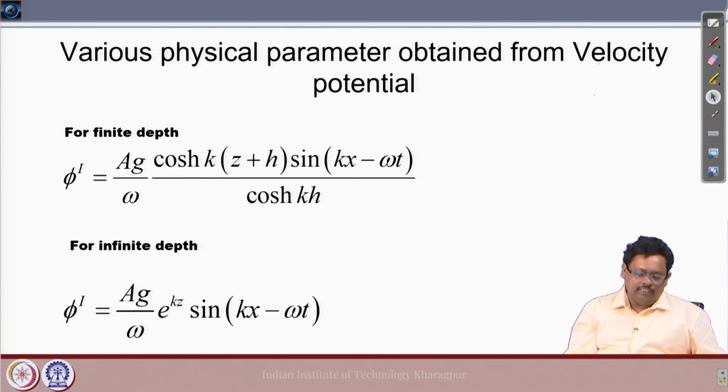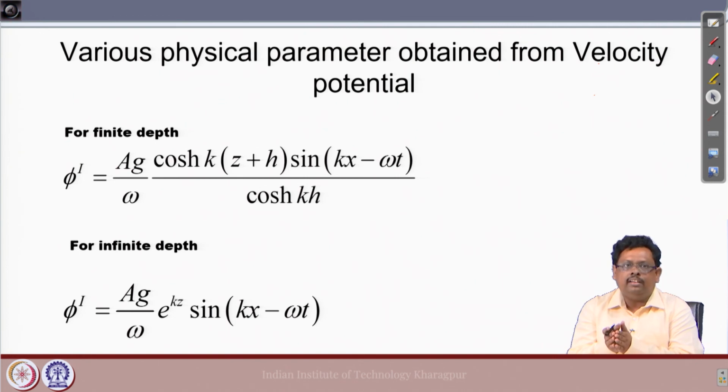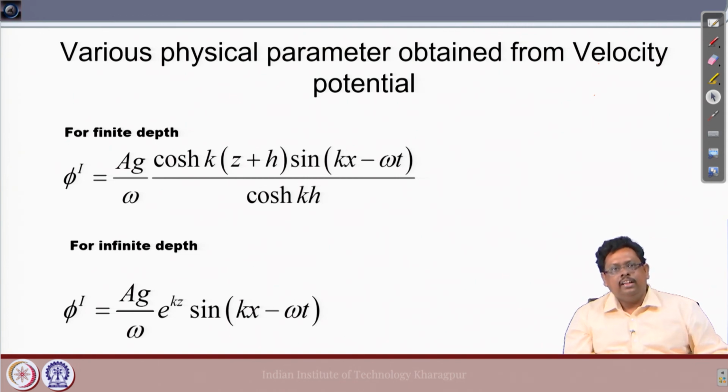So, now this is the velocity potential we are going to use. Mostly I am not going to use this phi 1 in the finite depth, rather we assume all our ship structure interaction, I mean ship wave interaction, is in deep water. Therefore, we are going to use the incident wave potential phi I equal to a g by omega e to the power k z into sin(k x minus omega t).